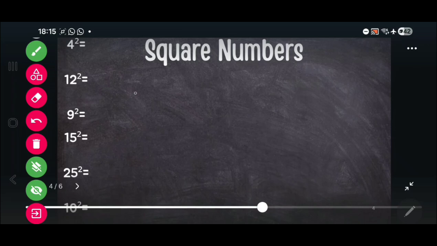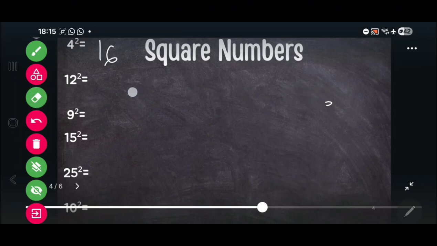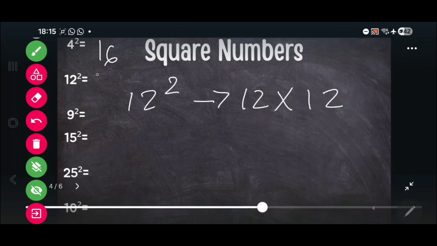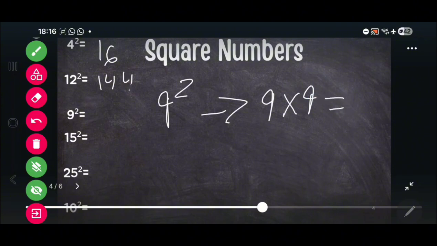So let's answer this question. 4 to the power of 2 could be shown as 4 times 4, which would equal 16. Pretty easy question, isn't it? Now let's do this one. 12 to the power of 2, or 12 squared. Either way you can say it, they're both correct. It would be 12 times 12, which would equal 144. Now 9 squared, we translate it so this makes it easier for us, and we get 9 times 9, which would equal 81.